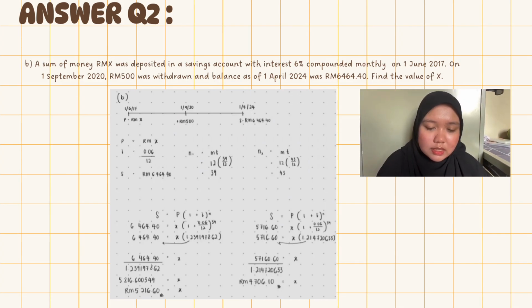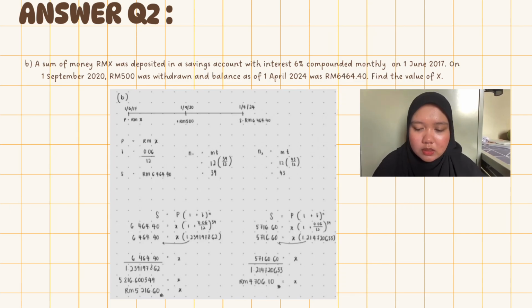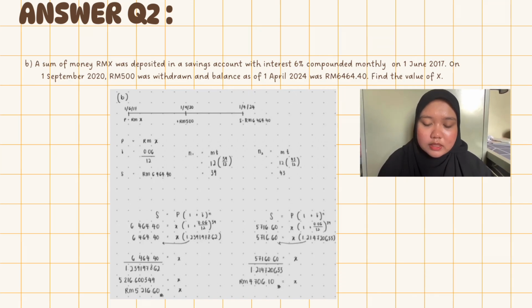P is S divided by (1 plus 0.06 per 12) to the power of 39. We're going to calculate 1 plus 0.06 per 12 in bracket 39 first, and we're going to get 1.2399197862, and we're going to divide 6464.40 by that. We're going to get the final answer of RM5216.60. We're going to use that answer for another calculation.